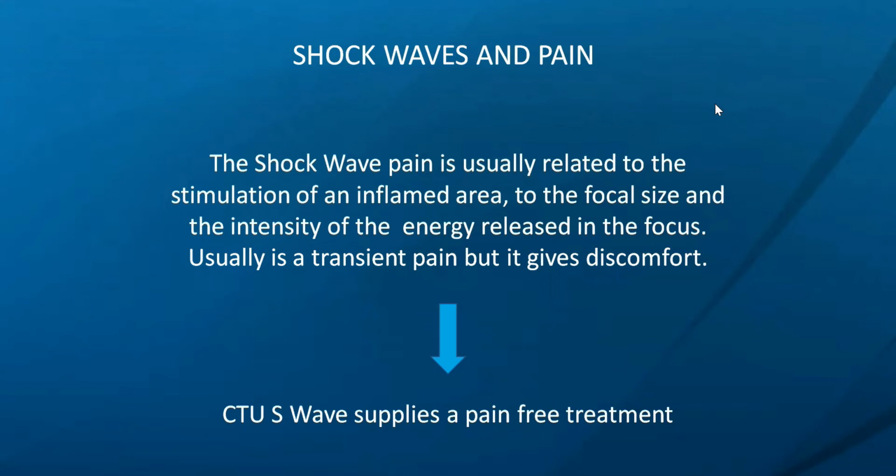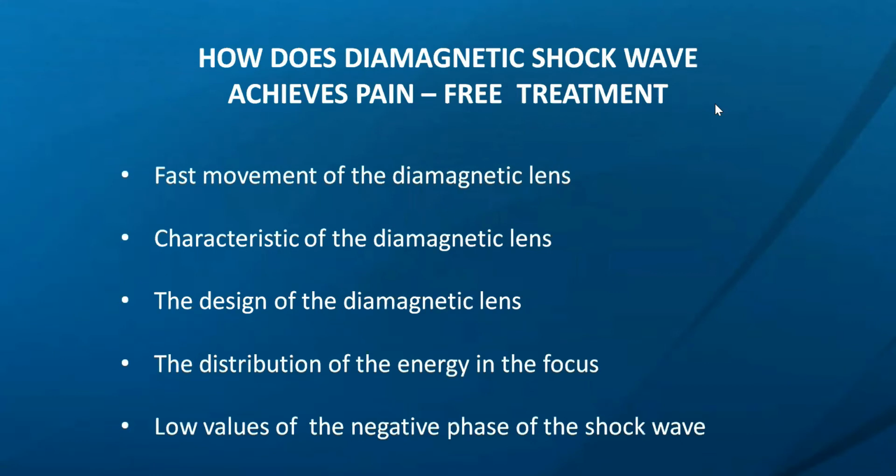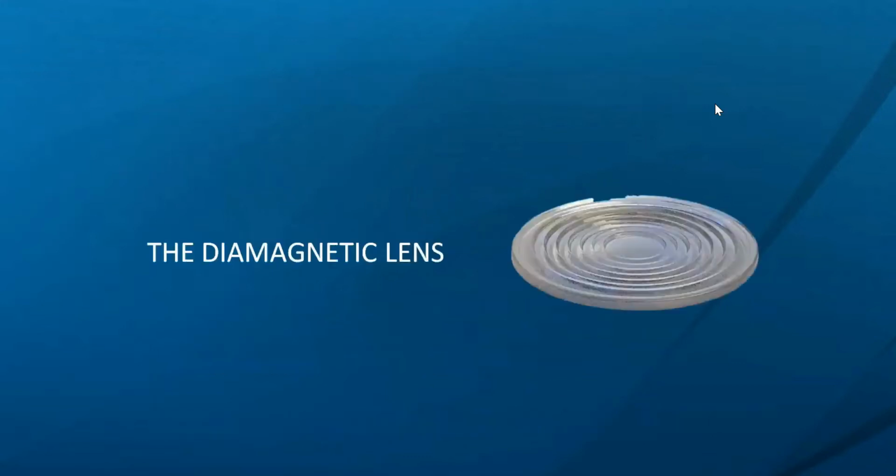But different from the characteristics of the other machines, also in inflammatory conditions, CTU shockwaves can supply a painless treatment. The causes are the fast movement of the diamagnetic lens, the characteristics of the diamagnetic lens, the design of the lens, the distribution of the energy in the focus, and the low values of the negative phase of the shock waves. The first is the diamagnetic lens.